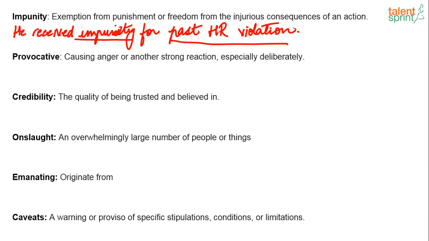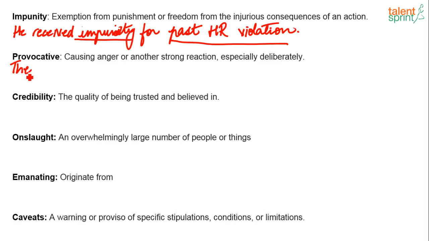Let's go on to the second word guys. The second word being provocative. What is provocative? When you make someone angry or cause a sudden strong reaction, and usually this is something that we do deliberately. Okay, so let's look at an example here.